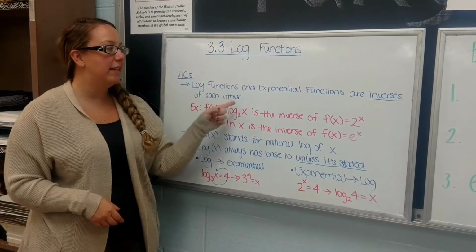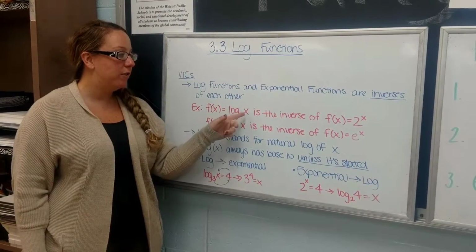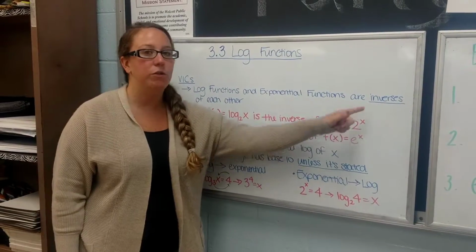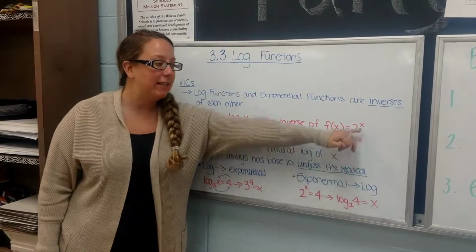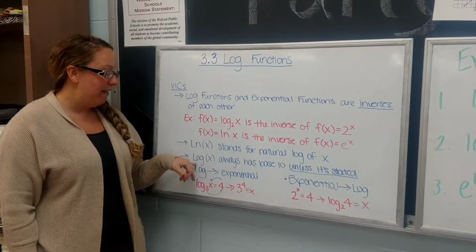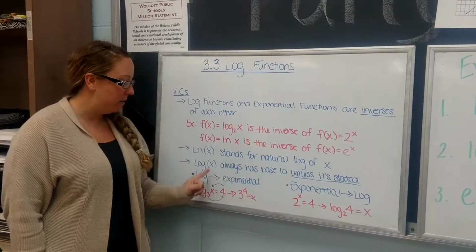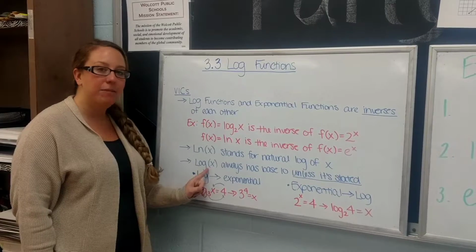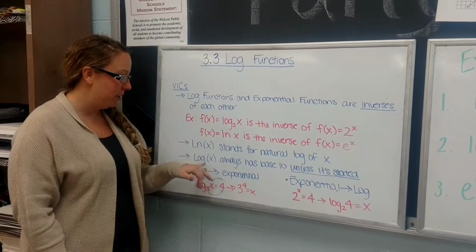So log functions and exponential functions are inverses of each other. If you have log base 2 of x, that's the inverse of 2 to the x. And if you have ln x, that's the inverse of e to the x. Ln stands for the natural log. And if there's a log of x, it always has base 10 unless it's stated. So if there's no number here, that's going to be log base 10. If there is a number, it's log base whatever number is given to you.